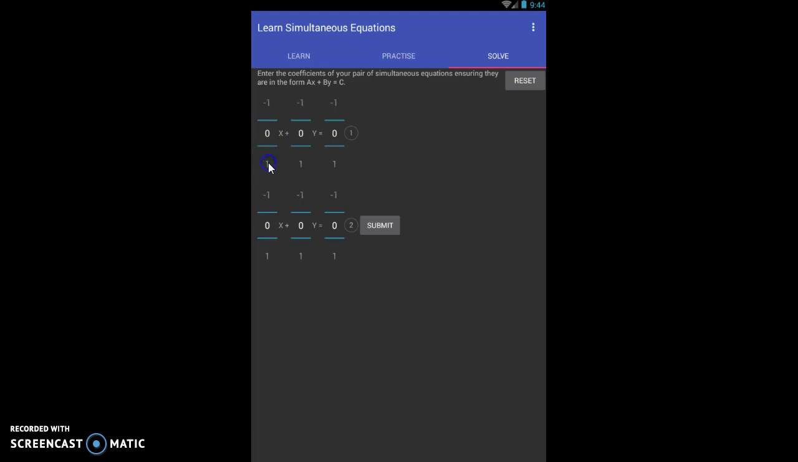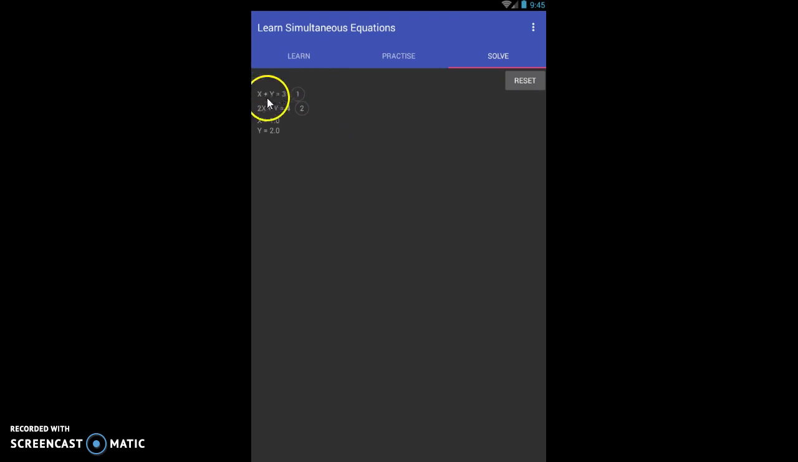We'll choose a simple one, so we'll put 1x plus 1y equals 3, and 2x plus 1y equals 4. Click Submit, and we get confirmation of the equations we've entered and the results. So x equals 1 and y equals 2.